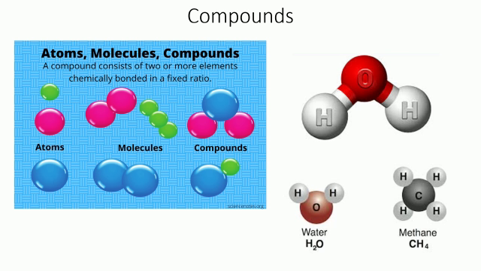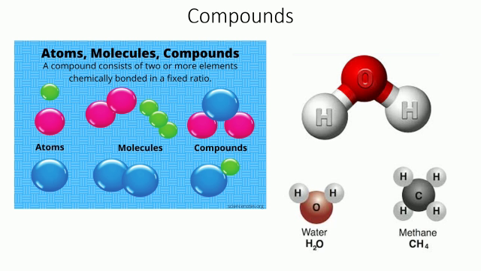Compounds. The substance formed by a chemical combination of two or more elements is a compound. Example, sodium chloride, NaCl. Then H2SO4, that is sulfuric acid, and methane, CH4, are all compounds.